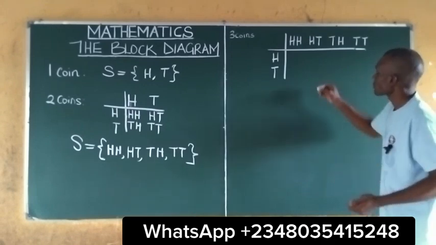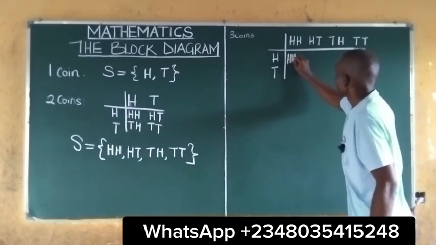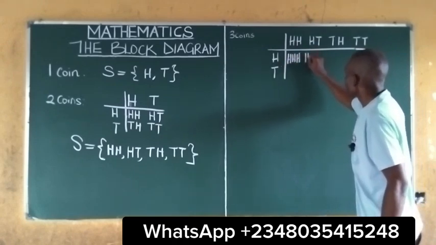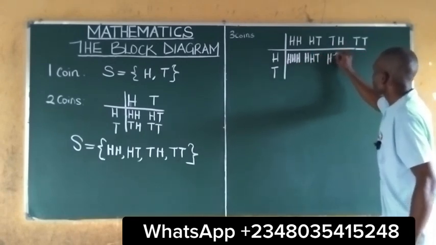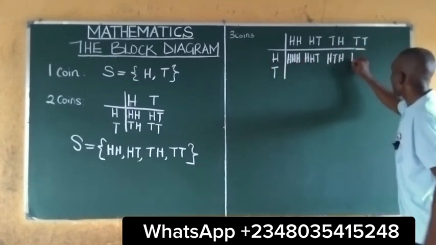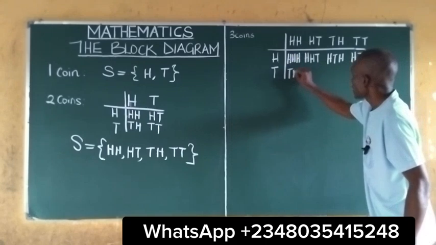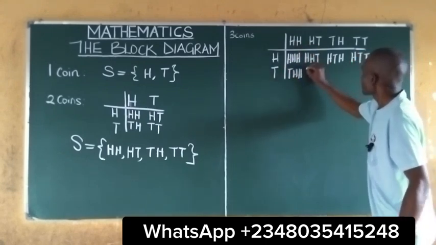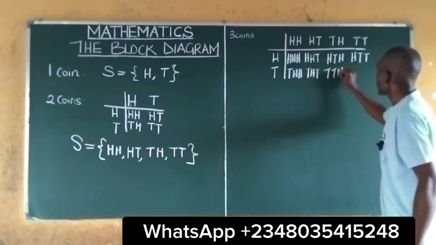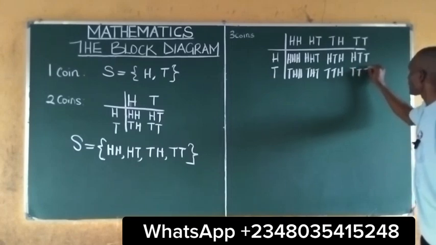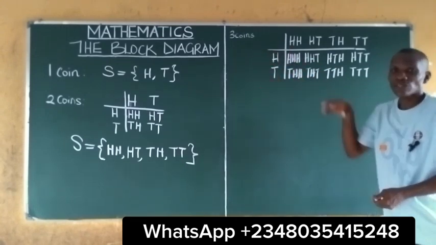How do we calculate for the sample space? Here, if you throw these three coins, it's either you get head, head, head, or head, head, tail will show up, or head, tail, head, or head, tail, tail will show up, or tail, head, head, or tail, head, tail, or tail, tail, head, or tail, tail, tail. So these are the possible outcomes you can get if three coins are tossed.